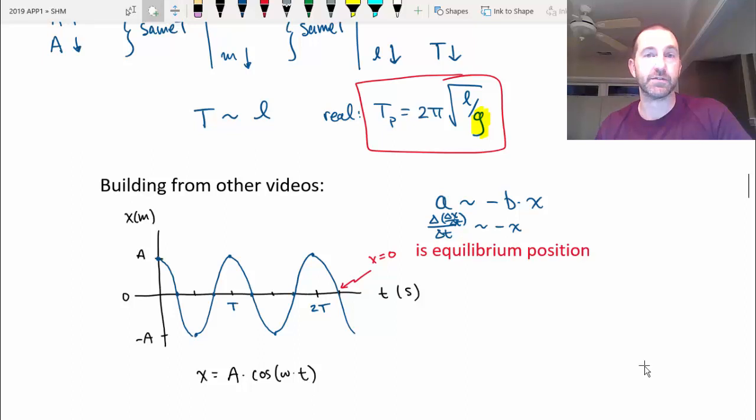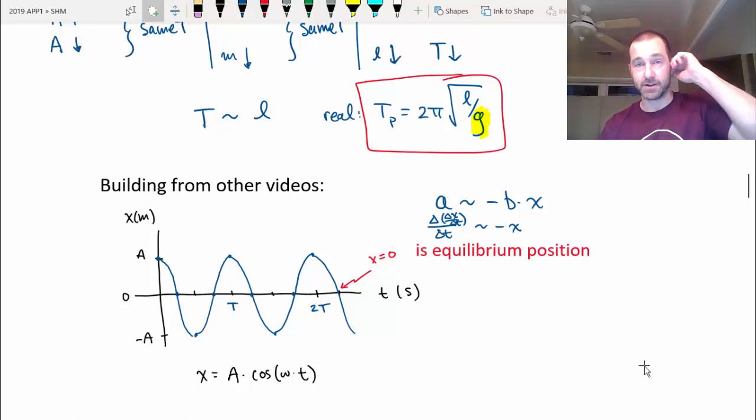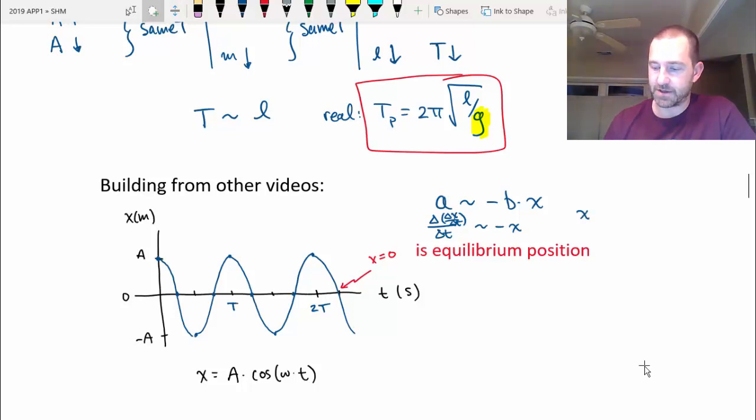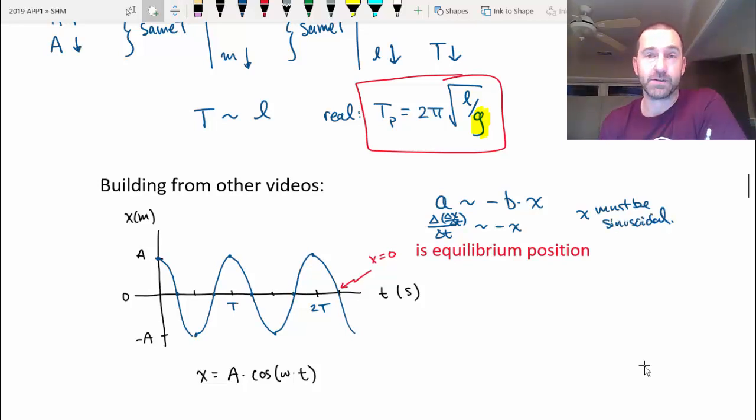That's what we call a second order differential equation. And in calculus, that means if you take the second derivative of something, you get itself back multiplied by a negative constant. And the only formulation that we have that works for that is sine and cosine. So x must be sinusoidal. If you don't believe me on that, go look up 1,000 calculus videos on second order differential equations, and hopefully that'll clear it up. But otherwise, we need it to be sinusoidal.